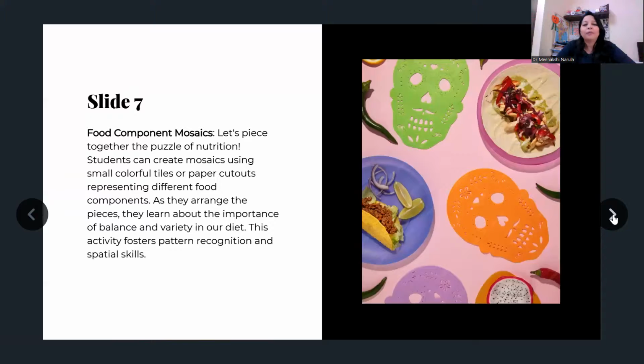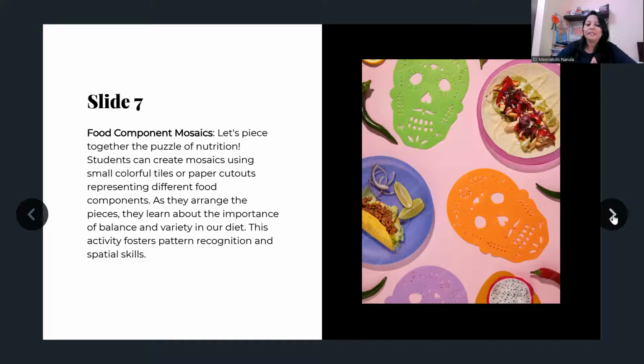Now, if I talk about mosaics. Let's piece together the puzzle of nutrition. Let them create some puzzles, right? And students, they can create mosaics using small colorful tiles or paper cutouts representing different food components.